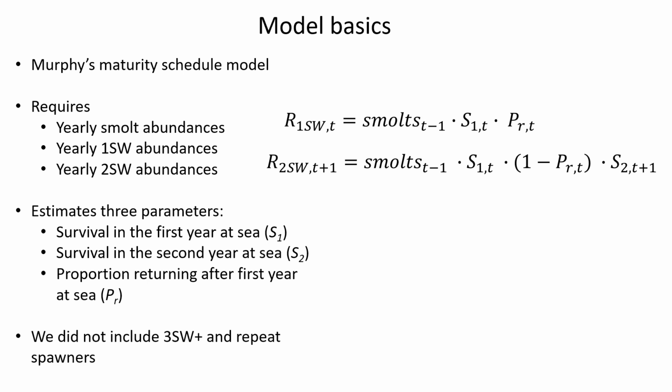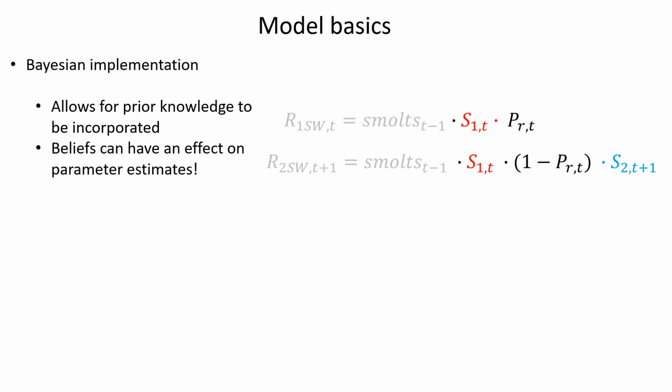Oh, and also we did not include 3 sea winter fish and older, or repeat spawners for this. So it's just looking at the abundances of 1 and 2 sea winter fish. To get around that analytical problem, we use the Bayesian implementation of it, which basically allows for the use of prior knowledge to be incorporated. And this is really important because these priors and this prior knowledge can have an impact on your resulting parameter estimates.